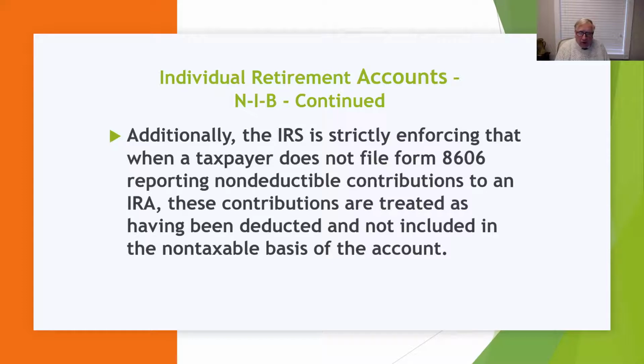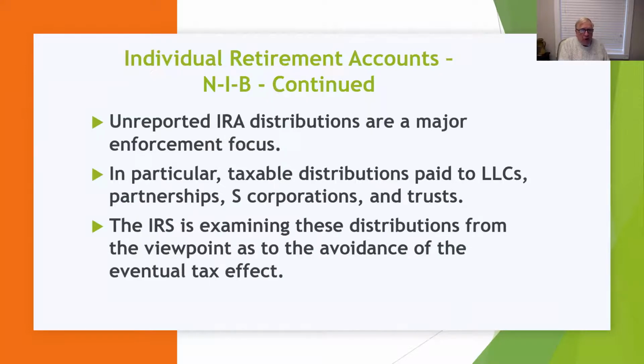Additionally, the IRS is strictly enforcing that when a taxpayer does not file a Form 8606 reporting non-deductible contributions to an IRA, these contributions are treated as having been deducted and not included in the non-taxable basis of the account. Now, you can argue these, but you're going to have to prove tax returns far past the 6-year period in which the IRS keeps these tax returns on file and that you can obtain one. So this is where the historical records are coming in, but the IRS is saying, prove it to us that you did not claim a contribution and therefore you'll have a basis in the IRA.